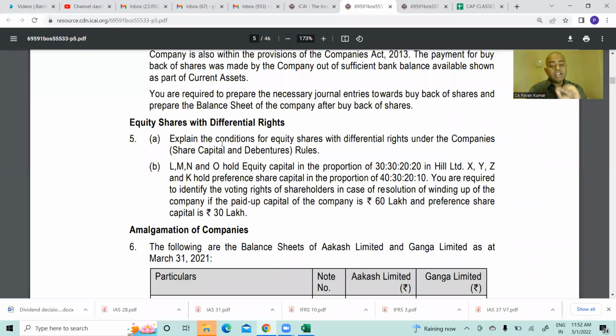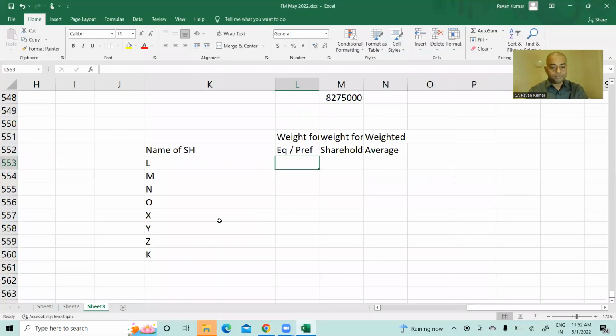So now you tell me, equity preference weights, how much? Equity is 60 lakhs, preference is 30 lakhs. Tell me the weight. Not your weight, madam. Can I say equity is 2/3, preference is 1/3? Total capital of the company is 90 lakhs. In that equity 60 lakhs, preference 30. So the weights are 2/3, 1/3. Correct?